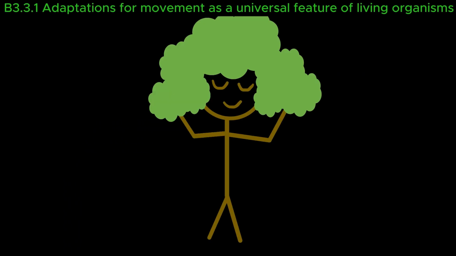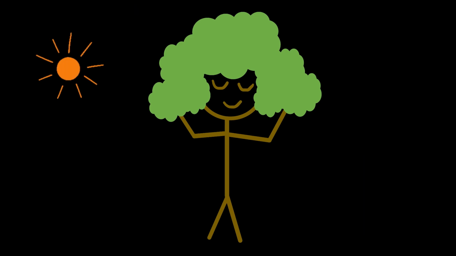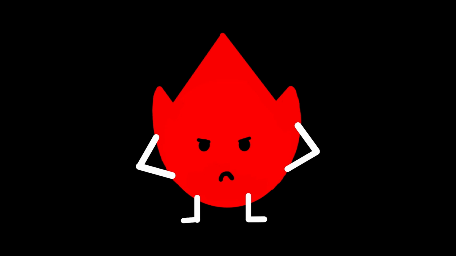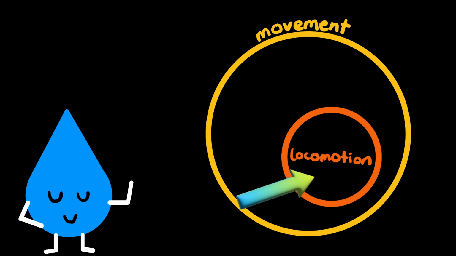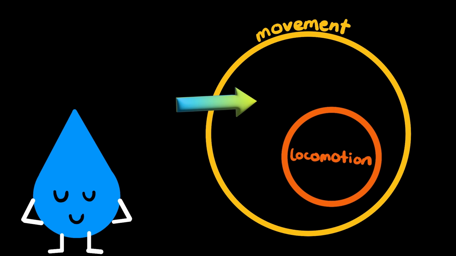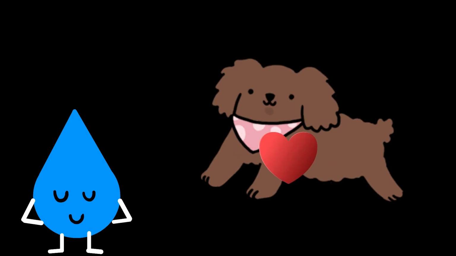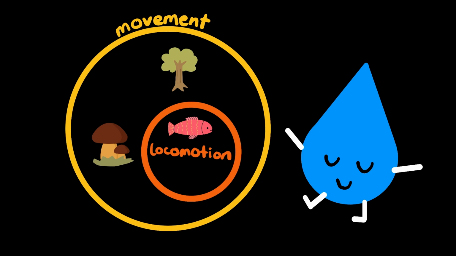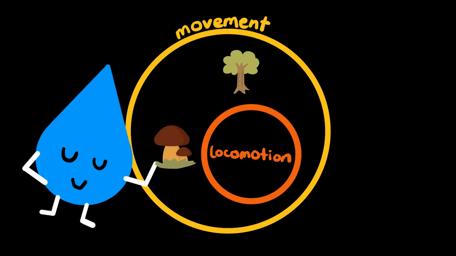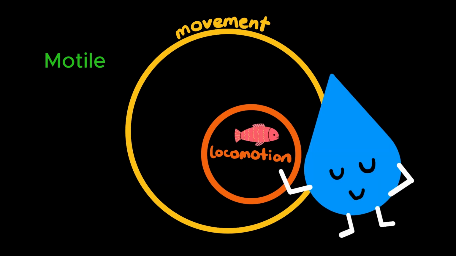Technically, plants do move as well. For example, they move to bend towards the light. Oh, right. What's the difference between locomotion and movement? Locomotion is a type of movement where the organism moves from one place to another. The other movements are within the body, such as your heart pumping blood. All organisms move, but not all can move from place to place. If you cannot move from place to place, you are sessile. If you can, you are motile.